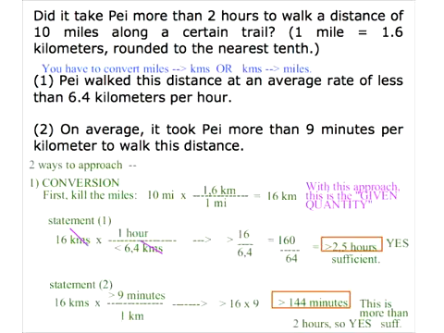If you mean what was the letter answer to this question, then the letter answer was D. Because they're both sufficient. So that means that it's D. If that's what you're asking.